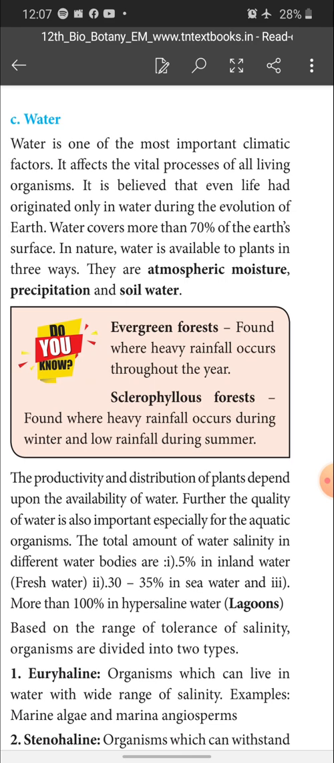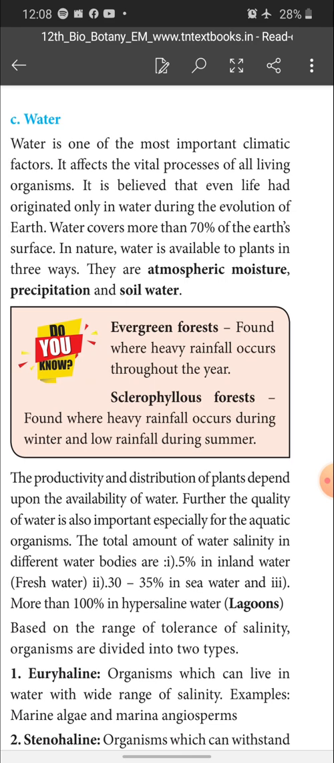In nature, water is available to plants in three ways. One is atmospheric moisture, another is precipitation, and another is soil water. Okay children, so in nature plants get water in three ways: atmospheric moisture, precipitation and soil water.